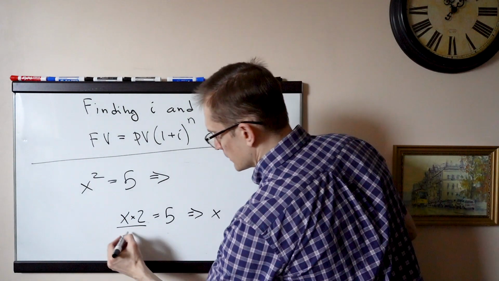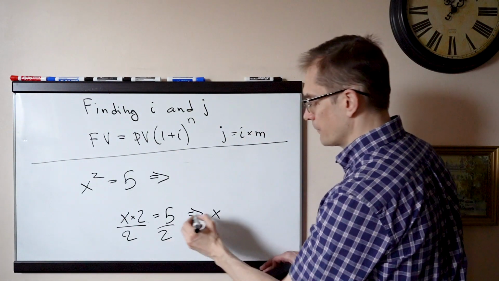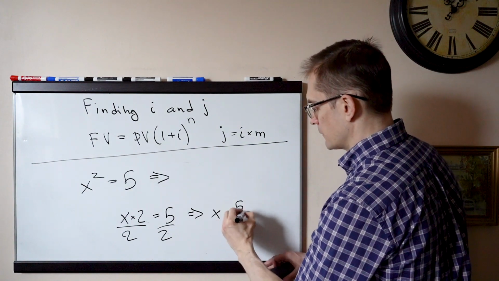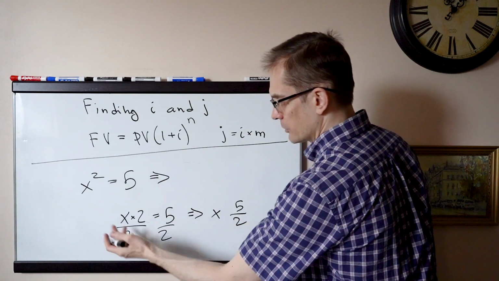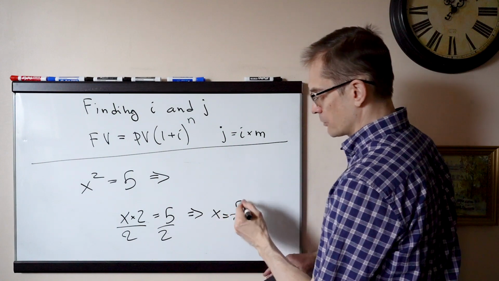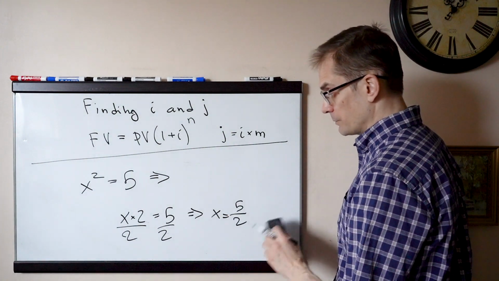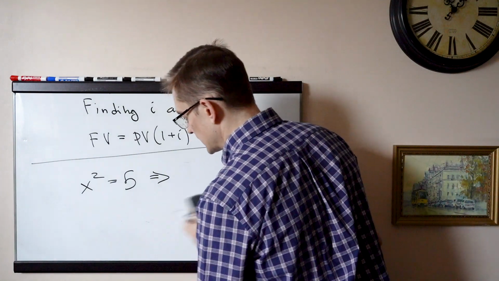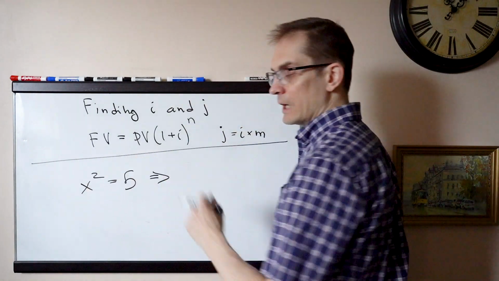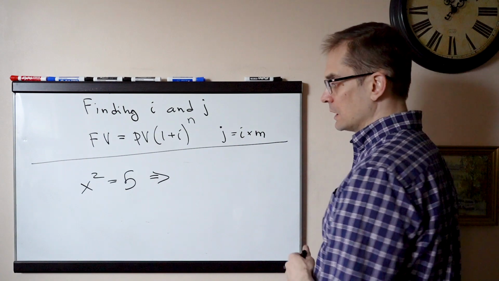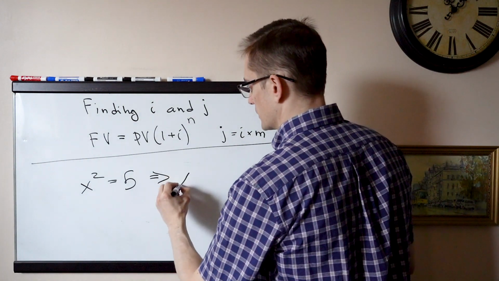You just divide both sides by 2, and then x would be 5 over 2, because 2 divided by 2 is 1. So x would be equal to 5 over 2, which is 2.5. So that would be easy. But we have an exponent, we don't have multiplication. Well, the process will be very similar.